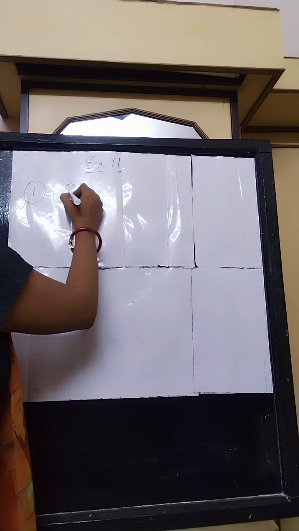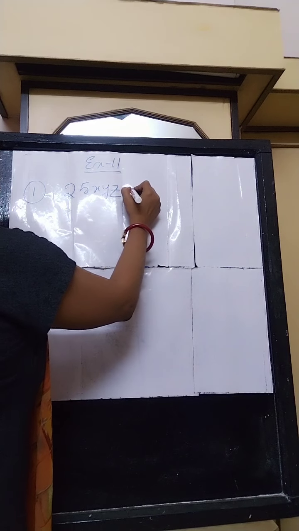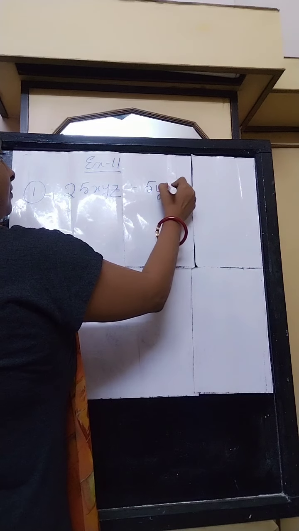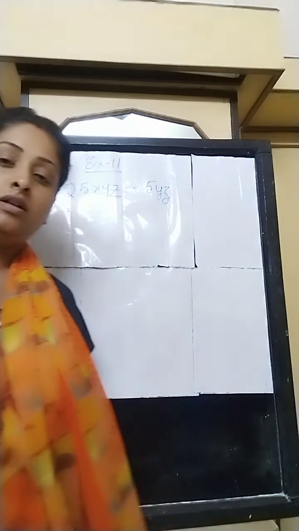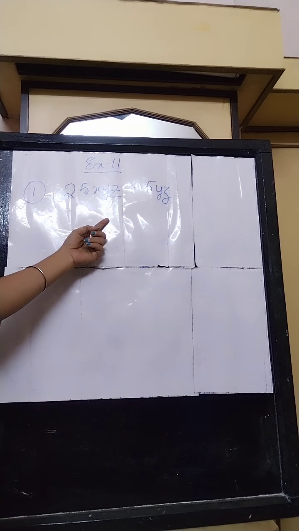Now the first sum given is 25xyz divided by 5yz. You have to do this division. Previously we have done the multiplication, but here we will do the division. See how we will do this division.